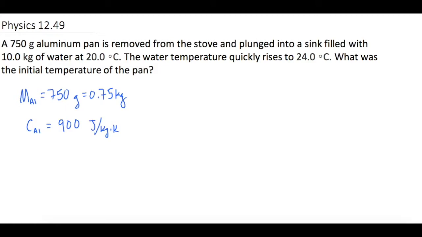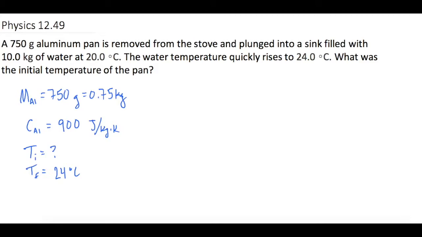And we want to find what the initial temperature of the aluminum pan is, but they tell us indirectly that the final temperature is 24 degrees Celsius. The reason is we assume that the system reaches equilibrium, meaning that the final temperature of the aluminum and the water is the same, 24 degrees Celsius.